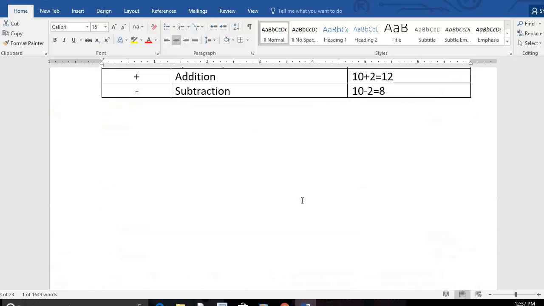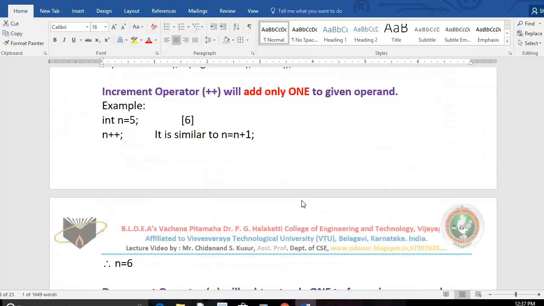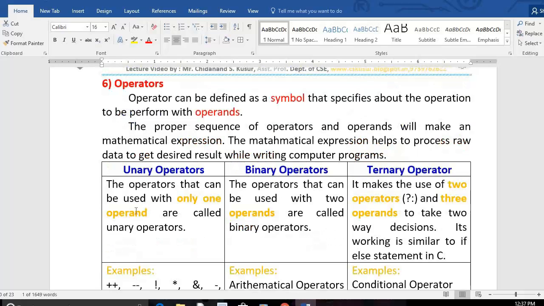Okay, that is unary. Unary operator means only one operand. Binary operators mean two operands. Ternary means three operands. Unicycle, one wheel. Bicycle, two wheels. Tricycle, three wheels, auto rickshaw. Unicycle, bicycle, tricycle: one operand, two operands, three operands. Like that, analogy examples. Okay, no problem.